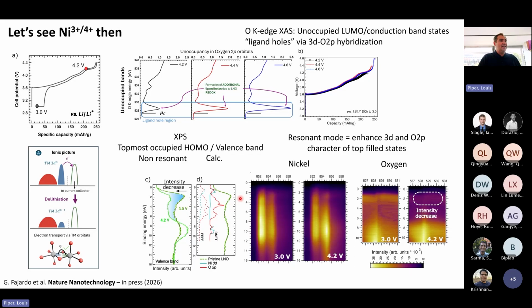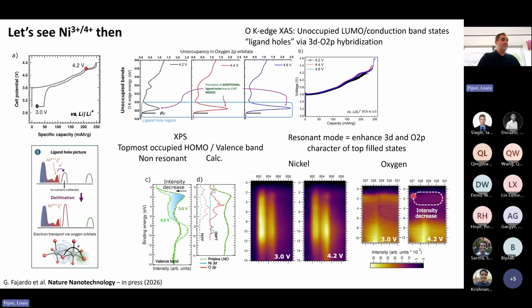And then you can see that there's not so much change at the top of the nickel, but there's a big change with the oxygen. And that was directly showing that we're pulling electrons from more oxygen 2p-like orbitals than nickel 3d orbitals. So we are seeing a clear contrast from the case of LFP, lithium iron phosphate, and lithium manganese phosphate.